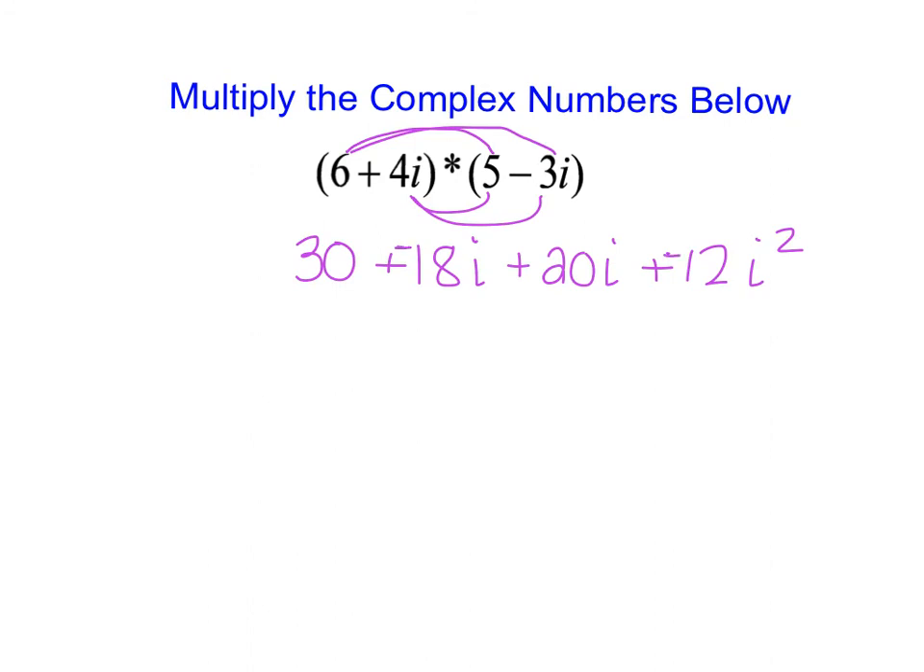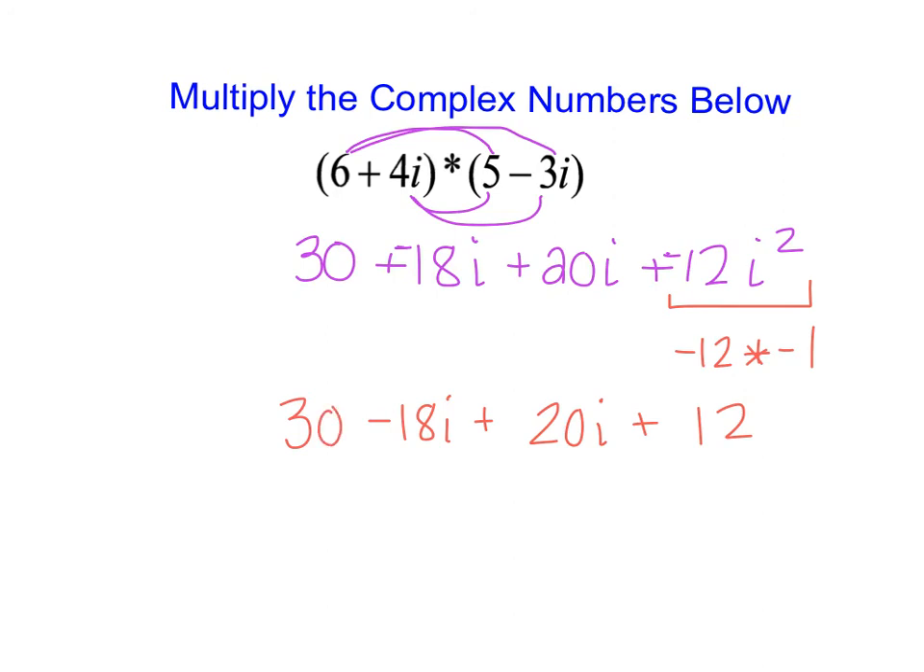But I noticed that not all of these with the i's are simplified. I need them all to have i's with an exponent of 1. So I'm going to simplify this a little bit further here. I know that i squared is really -1, so this becomes -12 times -1, which becomes a positive 12. So we have the rest of these all simplified. Notice that those i values should only have an exponent of 1.